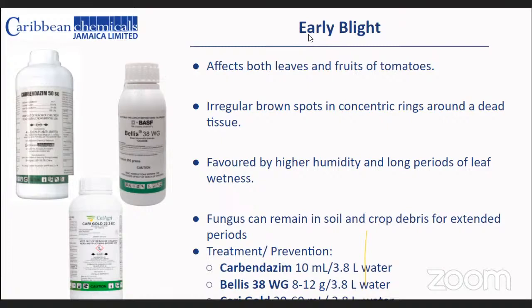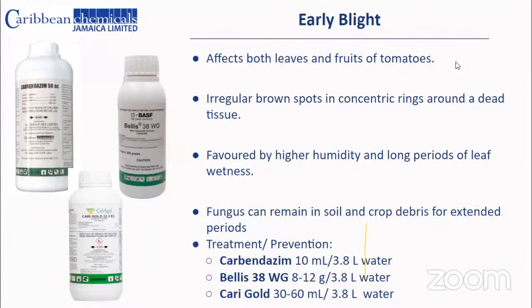So in that case, we'd want to avoid overhead irrigation, or avoid irrigating late evenings, where the water will stay on the leaves for an extended period through the night and then through the mornings. If we have to do that kind of irrigation, we'd rather do so in the mornings, where as soon as you irrigate, the morning sun will come and dry off that leaf moisture. So these are management practices you can pay mind to when trying to prevent this particular disease.